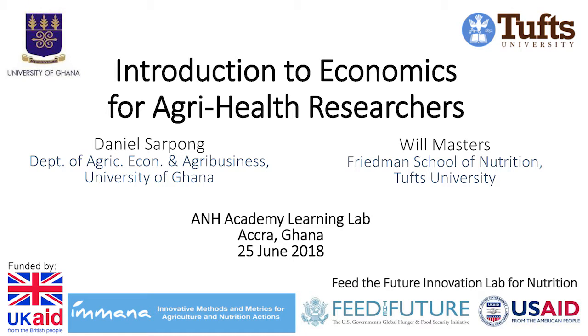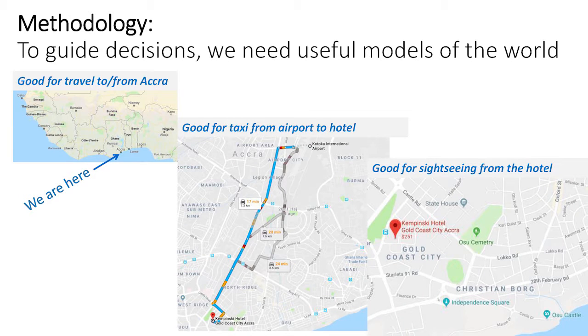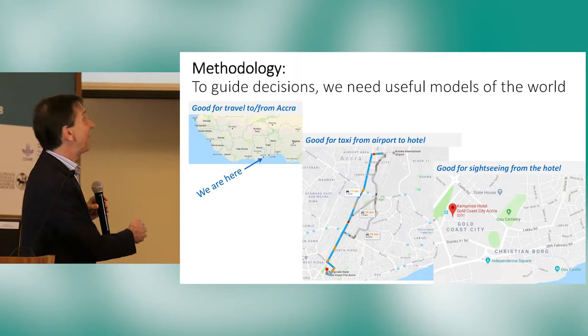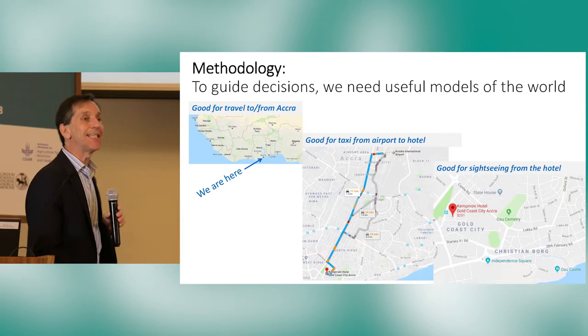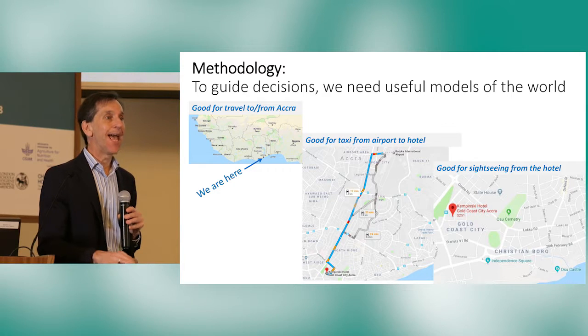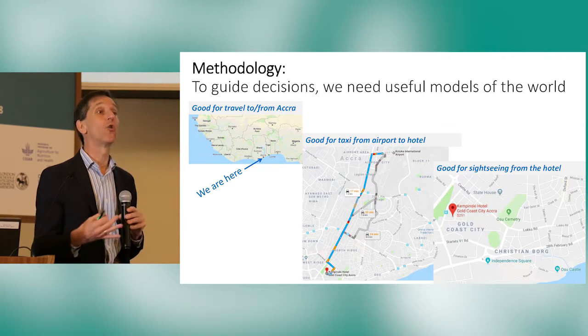This particular model is one which shows where we are. It doesn't look like this. It's not inside a building. But it's useful for travel to or from Accra. Here's another model of the world. And this model is from the exact same underlying database and modeling software, which is Google Maps.